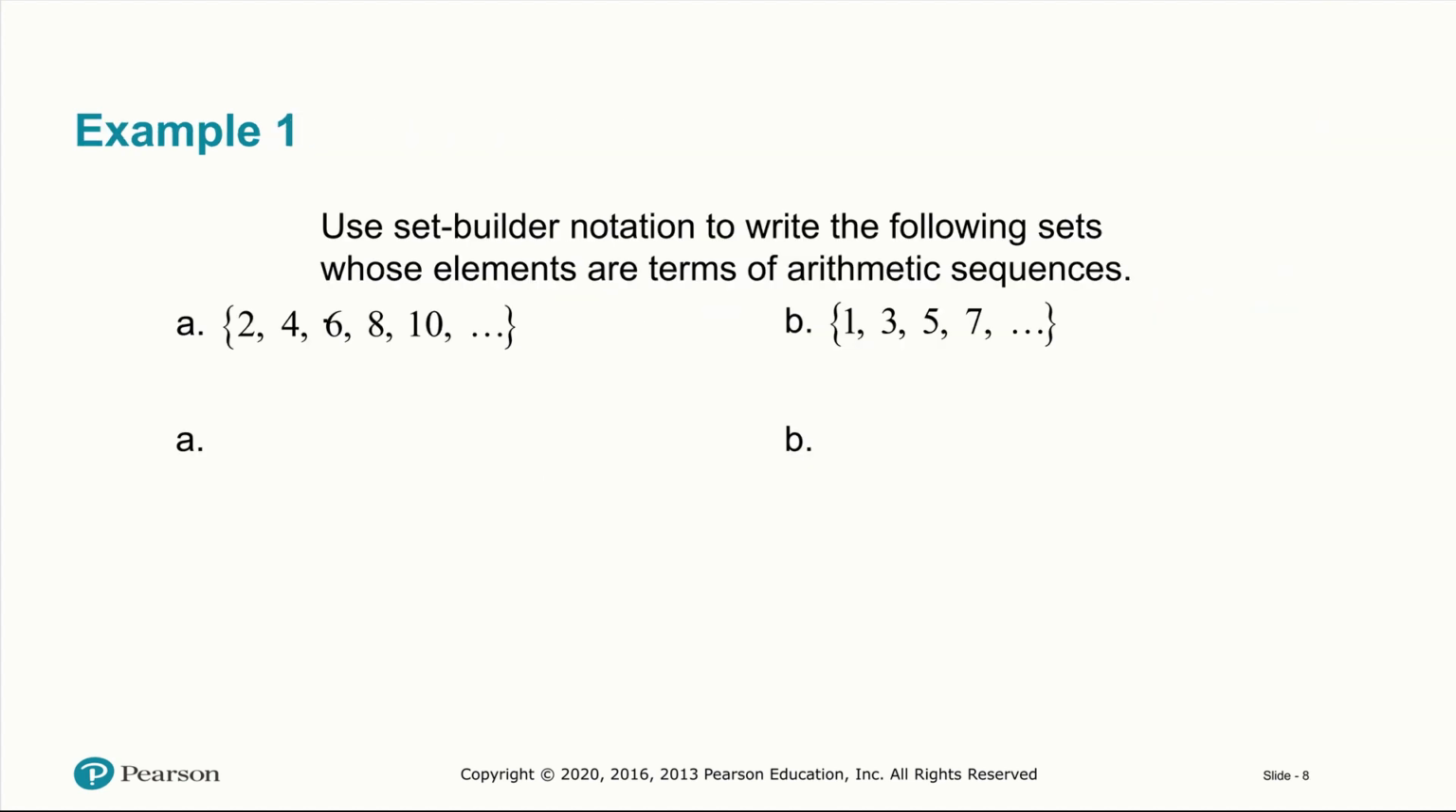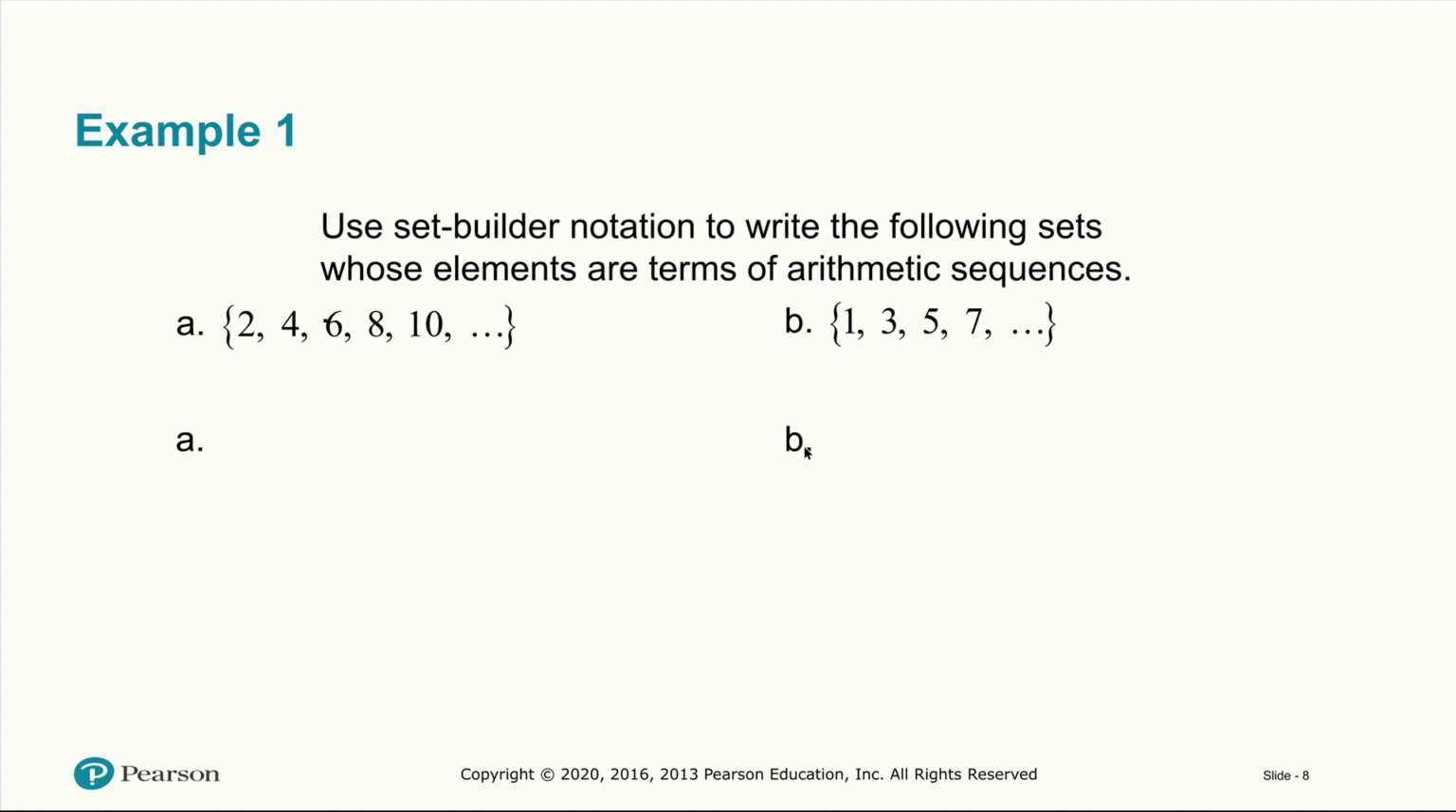All right, in this example, we're looking at two very famous sets. As you can see, in the first set, we have all the even natural numbers, and in the second set, we have all the odd natural numbers, right? So we want to see if there's any way we can write these using a set builder notation, right?